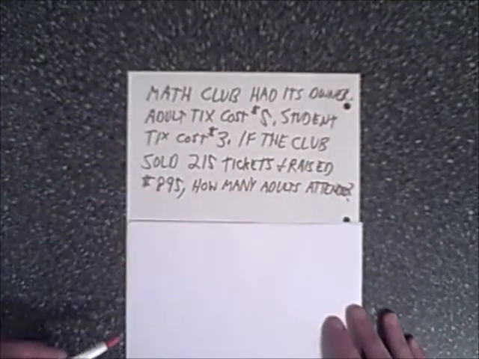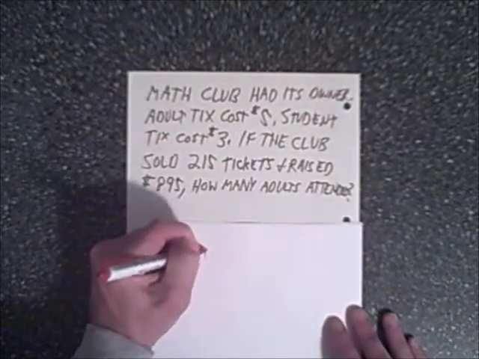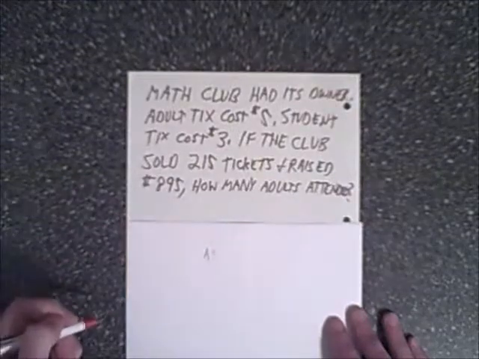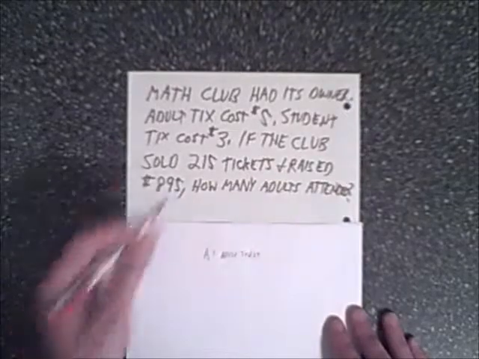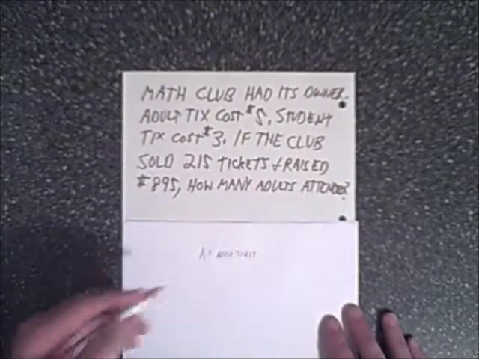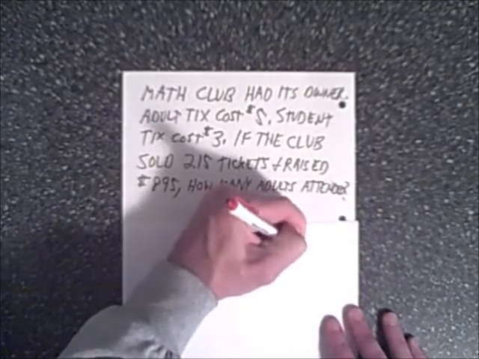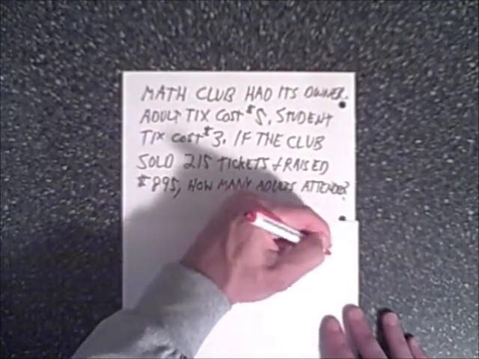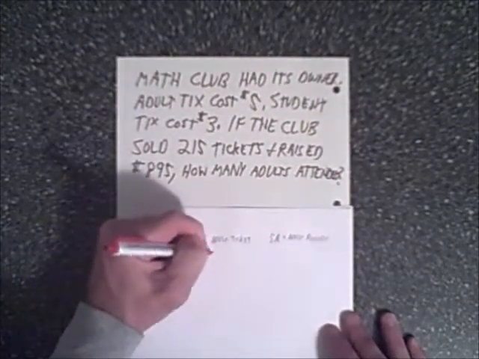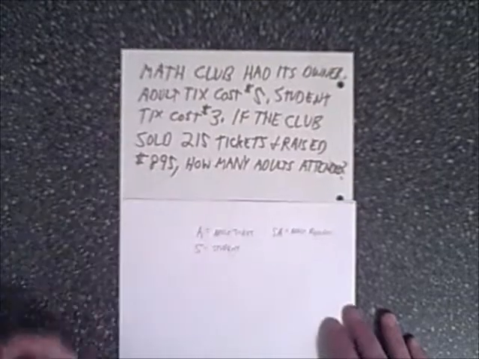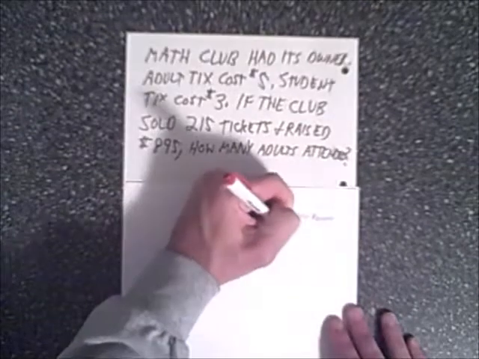So it had its dinner, and the adult tickets were $5. So let's call A an adult ticket. Each one is $5, so the revenue from each one will be 5 times A, the adult revenue. And then similarly, S is a student ticket, and 3S is the student revenue.